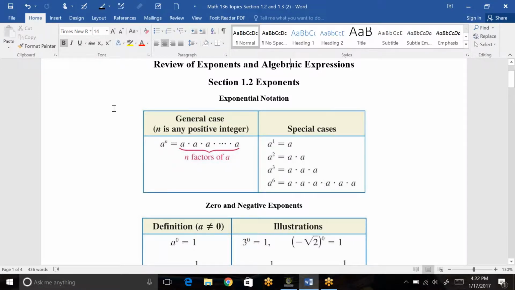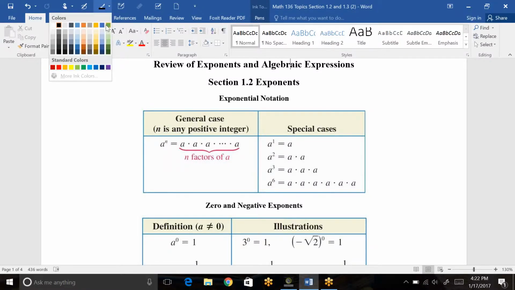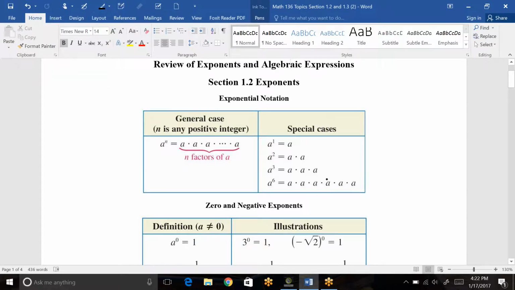So exponents, to remind you of what that is, if you have a base and an exponent, it means that you are multiplying the base times itself a number of factors, and the factors, in other words, how many times you multiply, is represented by the exponent. For example, this is the definition that the book gives. They show you how you write this. A cubed is a to the third, so you write that 3 times.